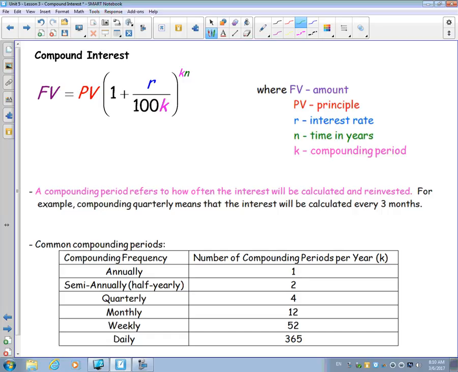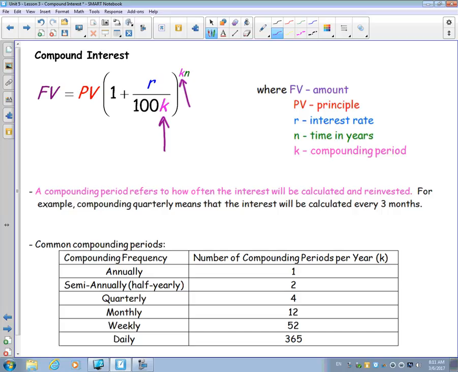Notice that K shows up in 2 separate spots. It shows up down here, so it tells you how often or how much you have to break your interest rate up by, and also up here, how often you're going to make your calculation. And then we have N again, and N is our number of years, how long we're going to do this investment for.